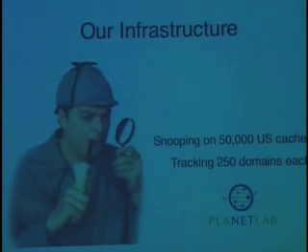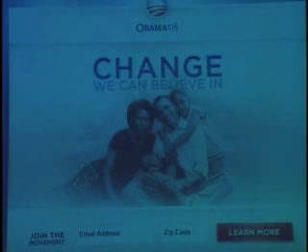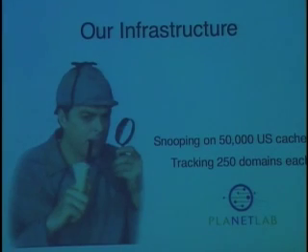So, using this method, what are we doing? We've set up this data collecting infrastructure, and we're snooping on about 50,000 public caches in the United States. Each of these caches is tracking the same 250 domains. To do all this legwork, we've enlisted a bunch of machines on PlanetLab to run these queries and measure when a particular site goes in and out of each of these caches.